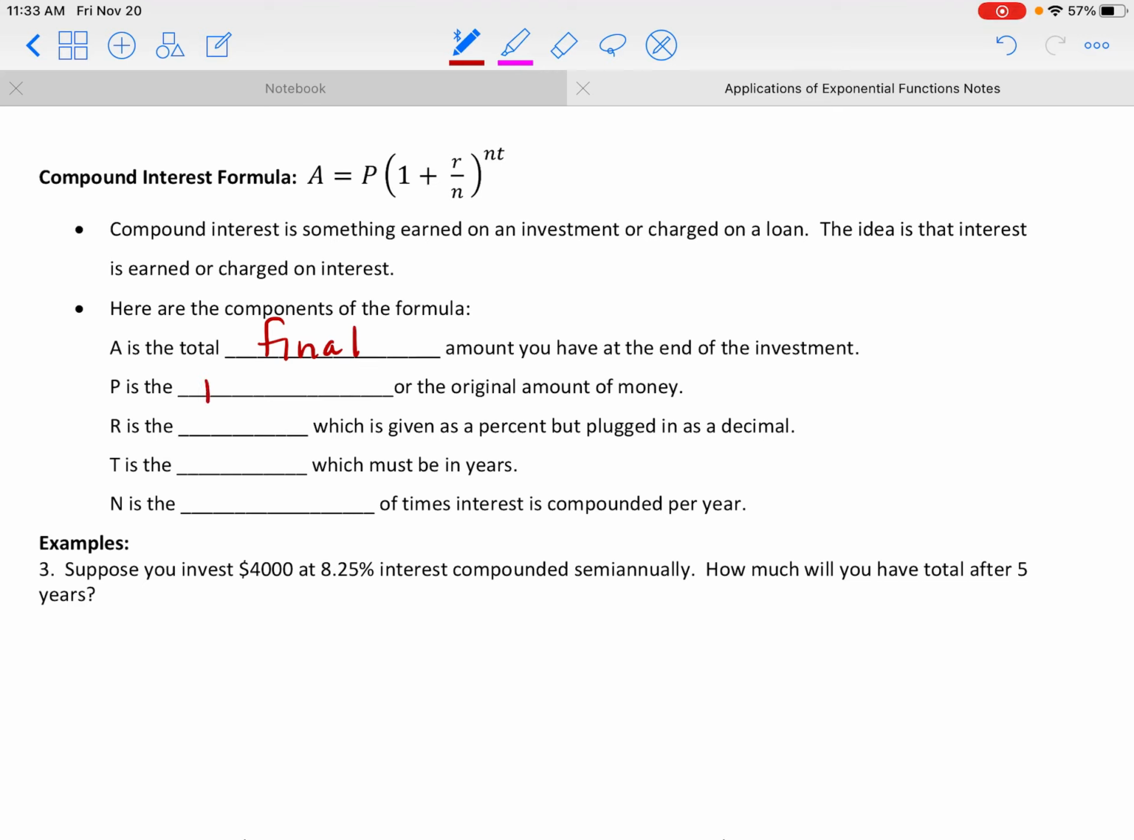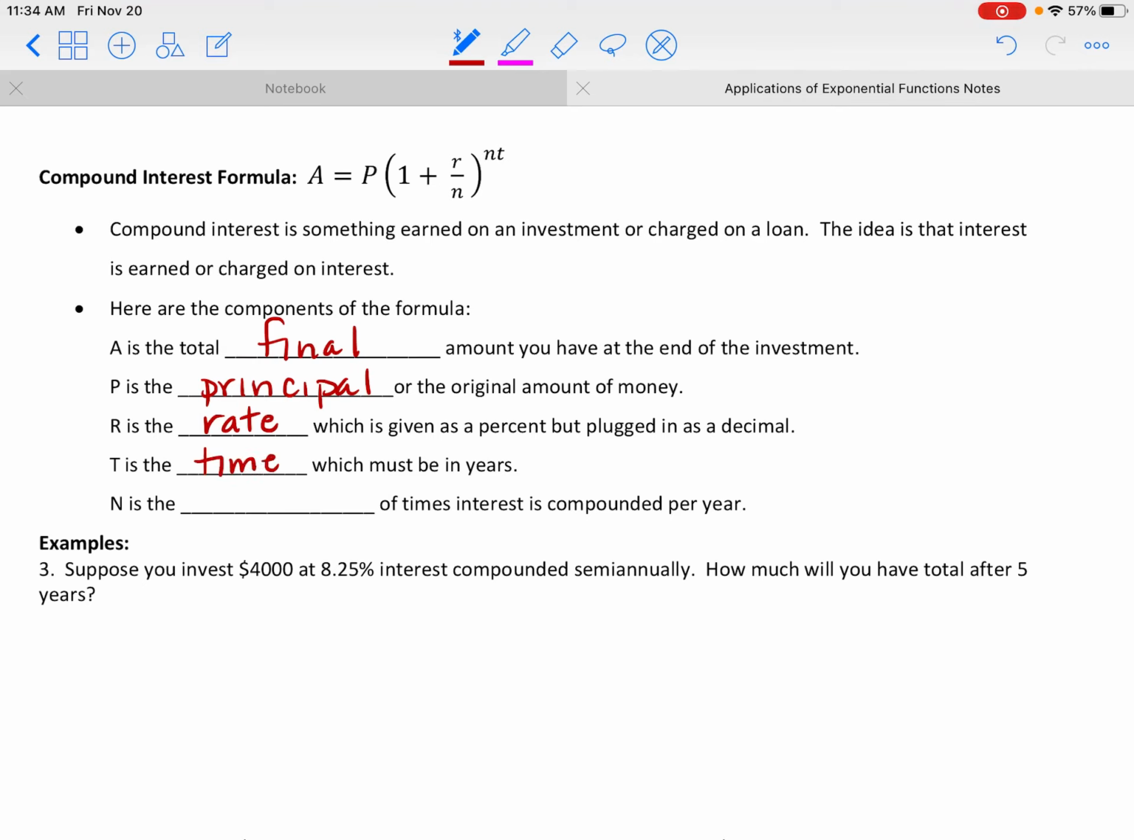P represents the principal amount, or the starting amount of money, again for a loan or an investment. R is going to be the rate that you're being charged, and it's the one that you're given as a percentage, but we want to plug it into the formula as a decimal. T is the time for the investment or the loan, and that time has to be in years. And then N is the number of times interest is compounded.